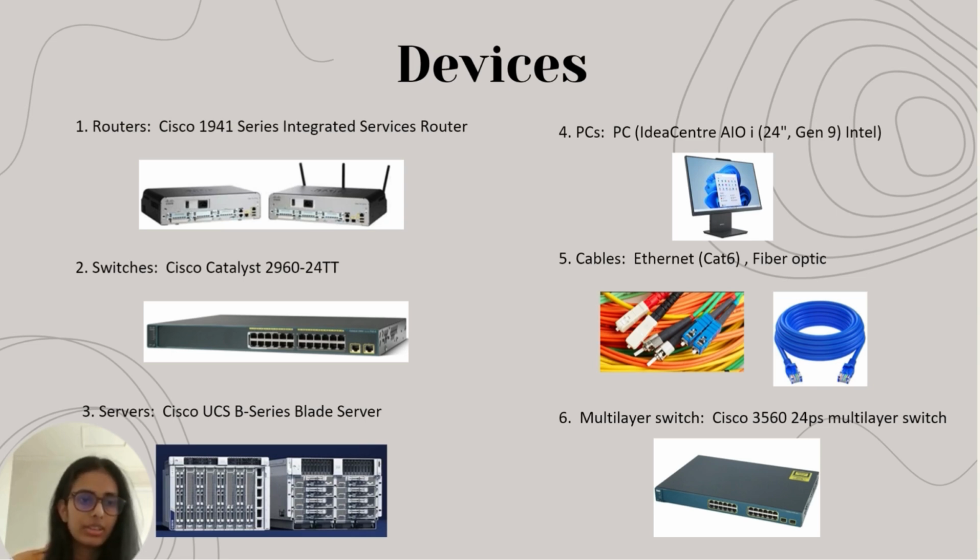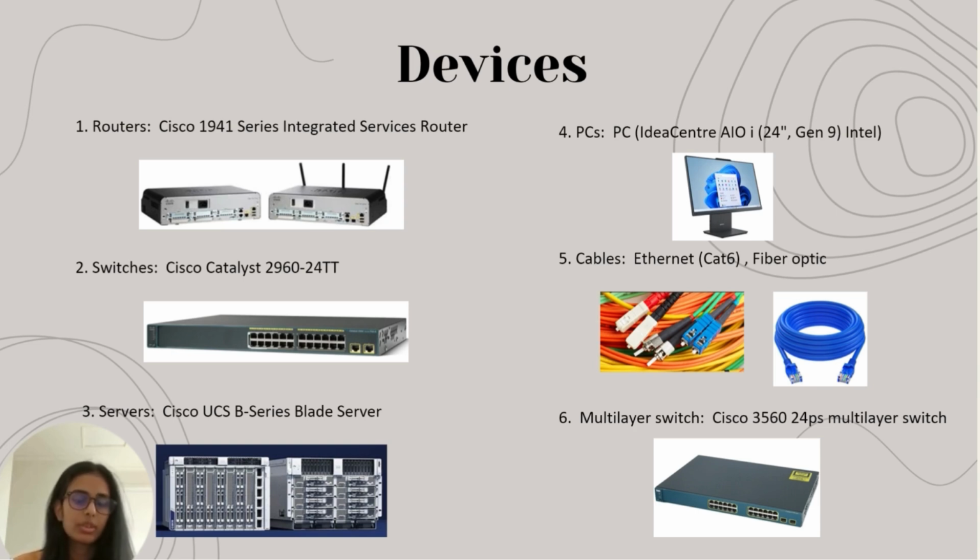The third device is the Cisco UCS B-series blade server. This server is designed for high-performance data centers, offering flexibility and scalability for various applications. The fourth device I'm going to talk about is PCs, which provide a space-saving solution with their all-in-one design.